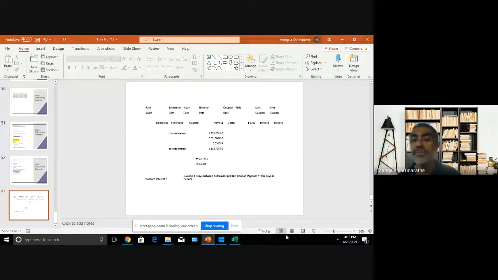So shall we try on this? So 50 million is the face value. This will be settled on 11/8/2010, right? And issue date is 1/3/2010, right? So why this settlement date? Settlement date is after the issuance, so there will be another transaction taking place now.